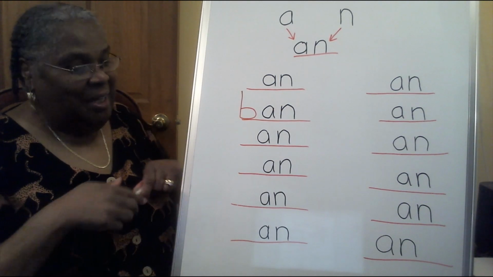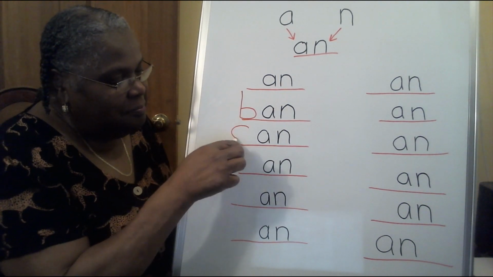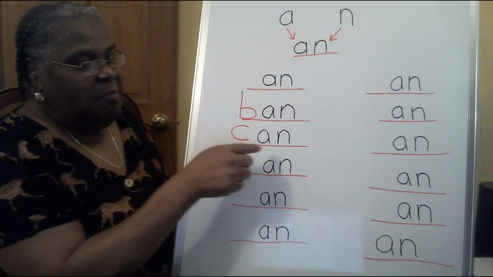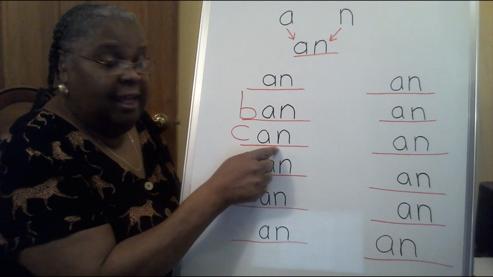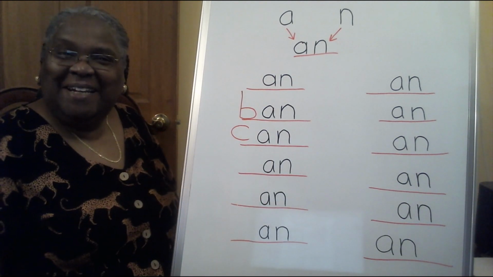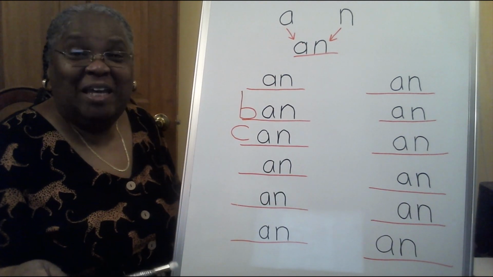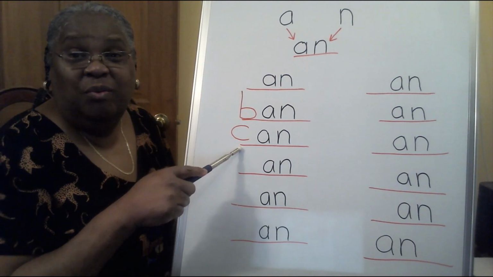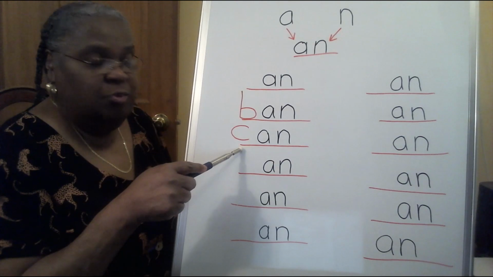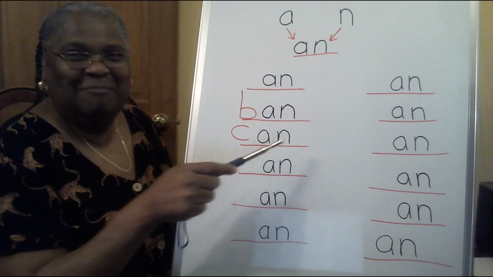When we put the letter C at the beginning of the word an, we form the new word can. Let us sound out the word together. Say the C sound, K. Now say the C sound with the word an together smoothly, can.